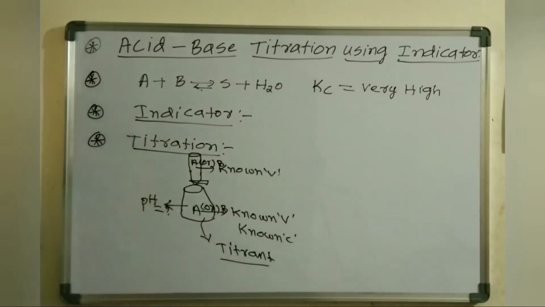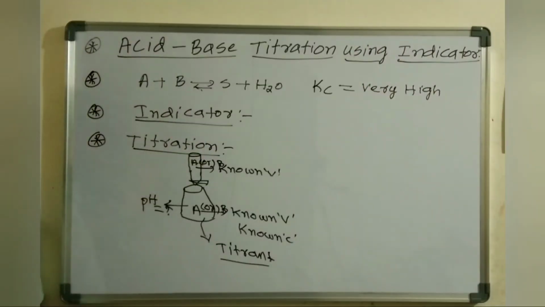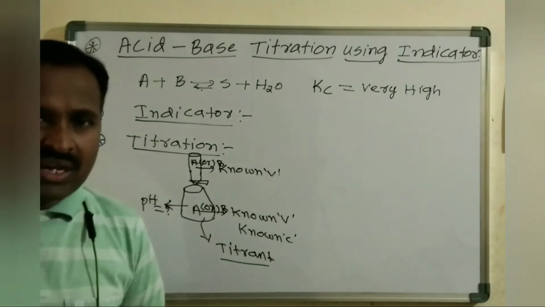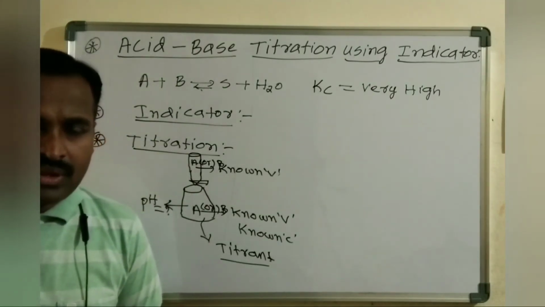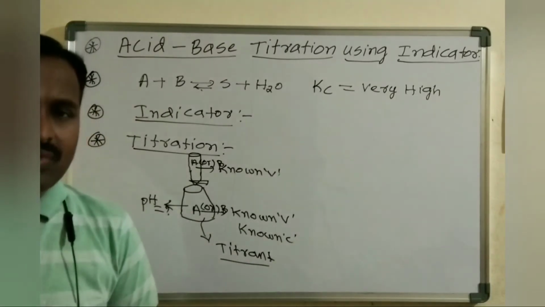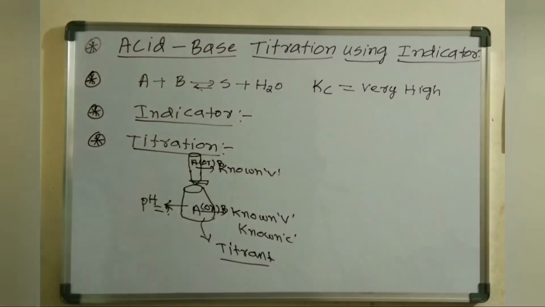We have different types of titrations, like strong acid and strong base titration, weak acid and strong base titration, and strong acid and weak base titration. The fourth type is a weak acid and weak base titration. Mainly four types of titrations are there.